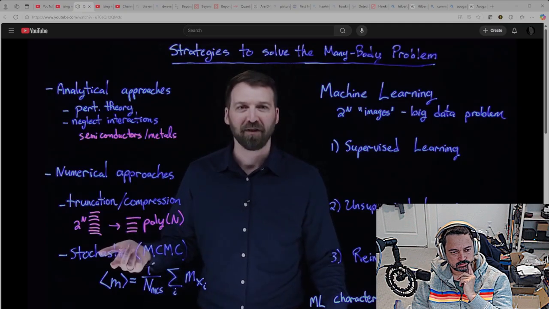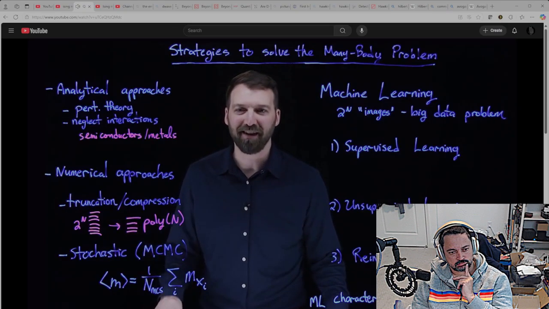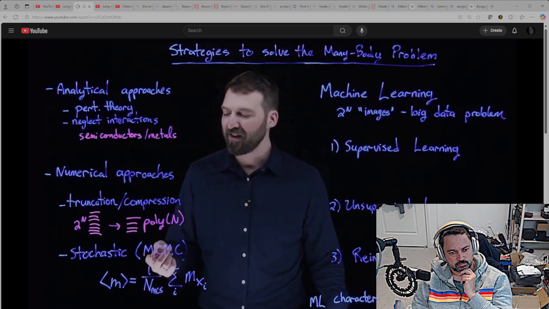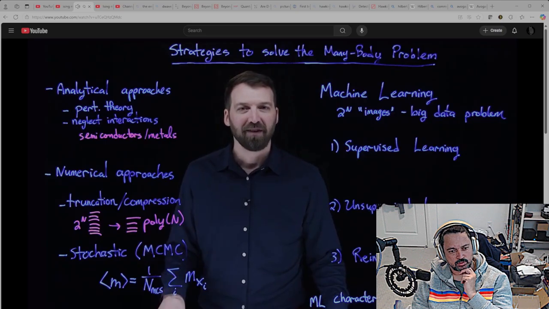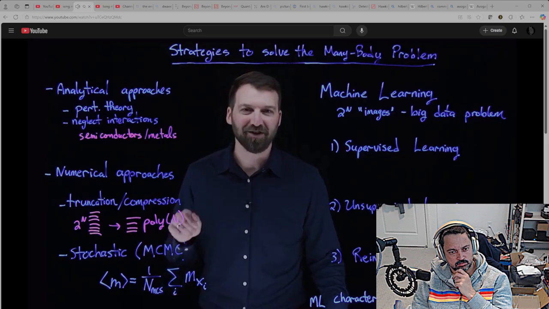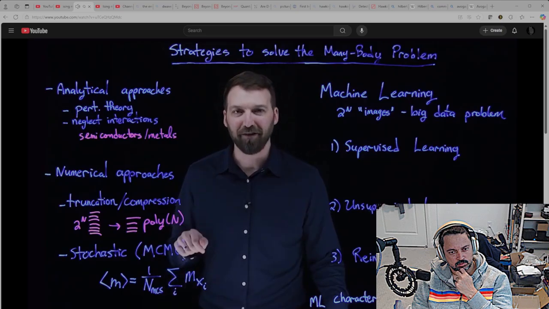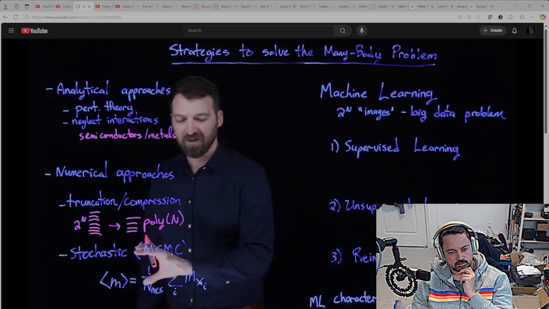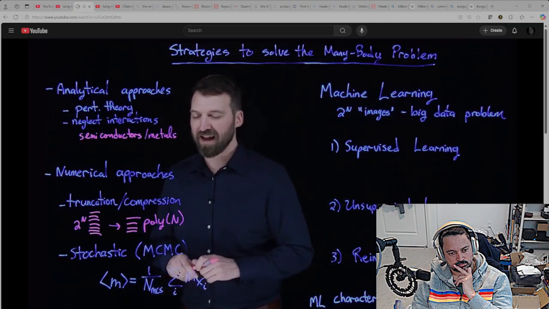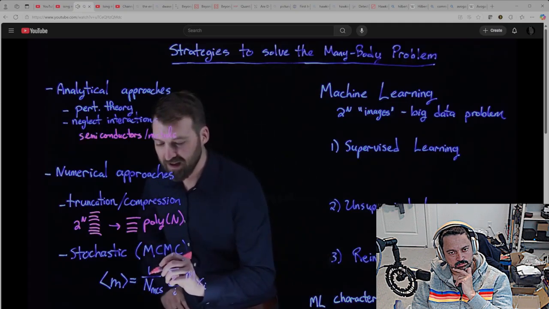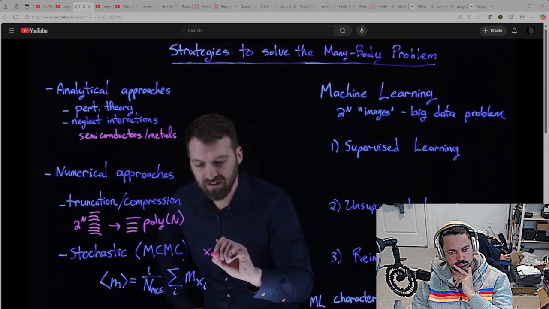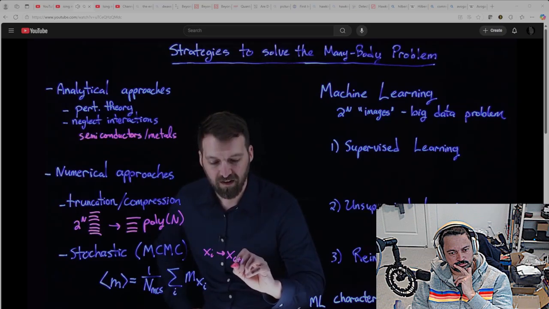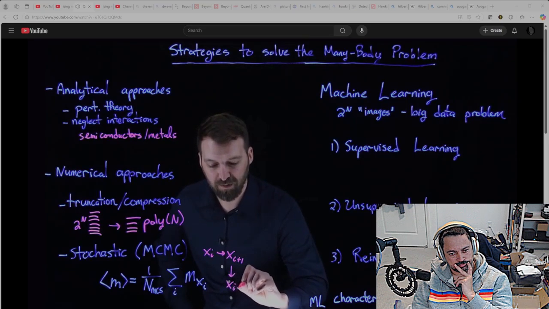Another main strategy for solving many-body interacting systems is stochastic approaches based on Markov chain Monte Carlo. These require a statistical sampling of the configurations that make up the wave function, which I talked about previously. In these methods, you imagine that some probabilistic technique samples configurations according to a Markov process.